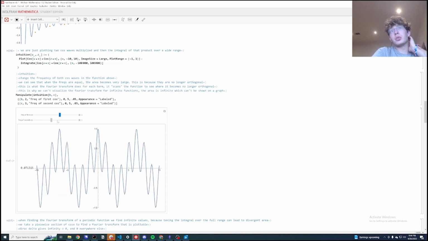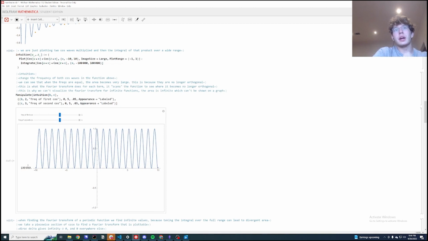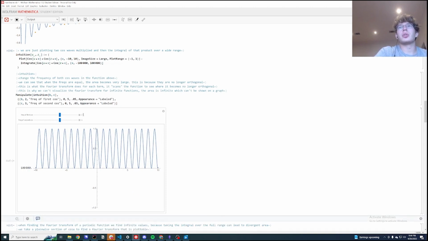However, as we get closer and closer, the area becomes very large. And so this is where the waves are equal. And so when the waves are equal, if you take the integral from negative infinity to infinity, the area is going to be infinity because the waves become only positive. They reinforce each other at the right spots and they become only positive.